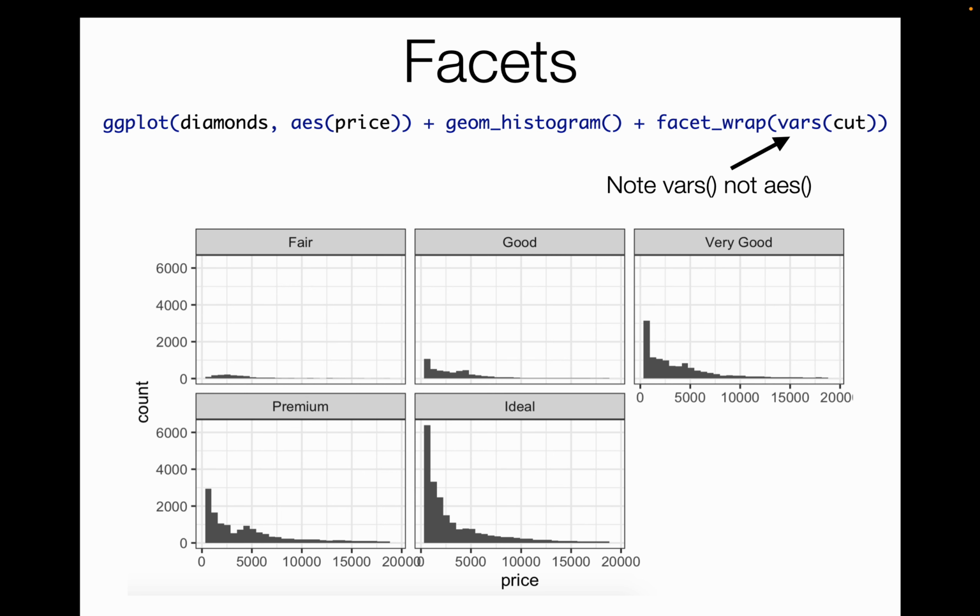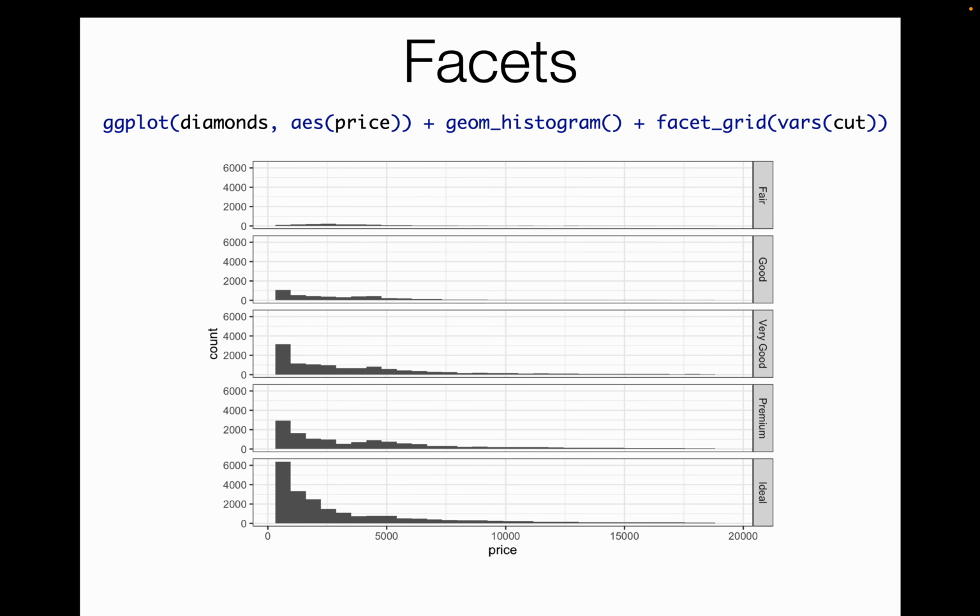And so then I can cut them up by the different cuts. This is a facet grid, so wrap versus grid.